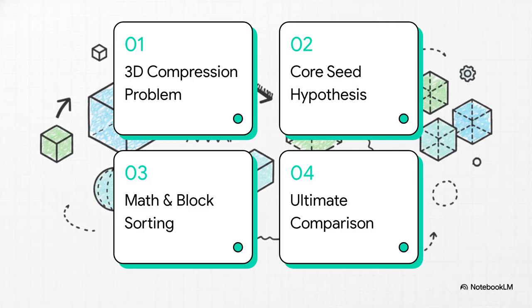Okay, let's dive into this. Here is a quick roadmap of what we're covering. We'll start with Section 1, the 3D compression problem, basically looking at why our current codecs are totally failing us. Then, in Section 2, we'll explore the core seed hypothesis. Section 3 gets into the math and block classification running under the hood. And finally, Section 4 is the ultimate performance comparison.